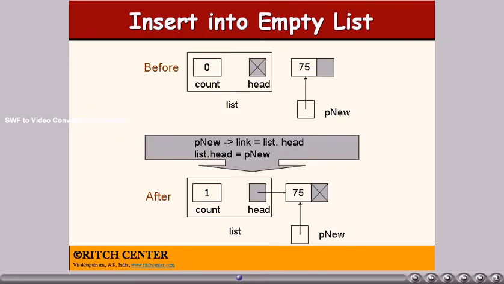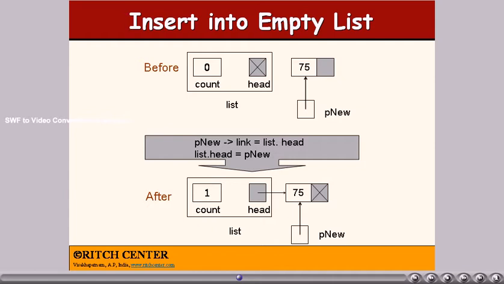Let us assume that we wanted to insert a new node in the linked list. Currently, the linked list is empty. That is, list.head value is null. The list is just created. We have explained in the previous slide what action takes place when a list is created. That is, the count value will be initialized to 0, and the head value will be initialized to null. Currently, the head value is null.